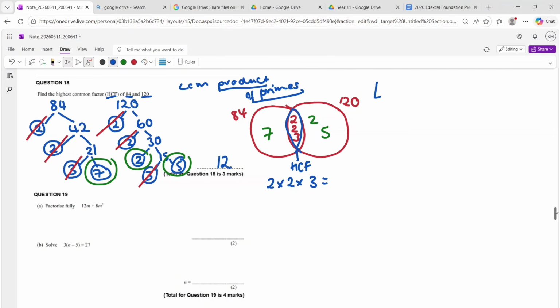If you were asked, because you could be asked this, lowest common multiple, you times all the numbers in the diagram together. So I would do 7 times 2, which is my middle, times 3, times 2, times 5. And that's all of these numbers times together, if you're asked for the lowest common multiple. But my answer is 12, as I was asked for my highest common factor. So that's it for question 18.